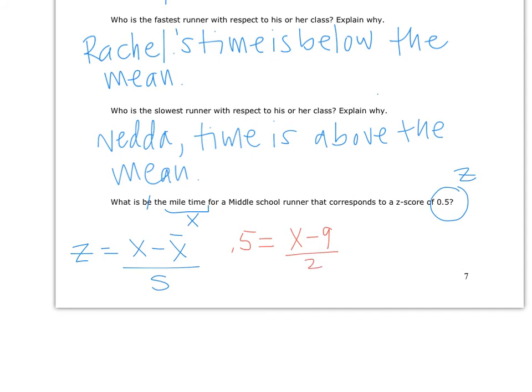Okay, so it's just a little bit of algebra. Multiply both sides by 2. So we get 1 equals x minus 9. Add 9 to both sides, so we get x is equal to 10. And what we're being asked for is mile time. So you can say x is equal to 10 minutes has a z-score of 0.5.